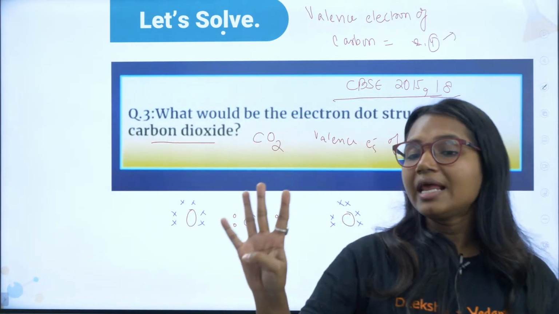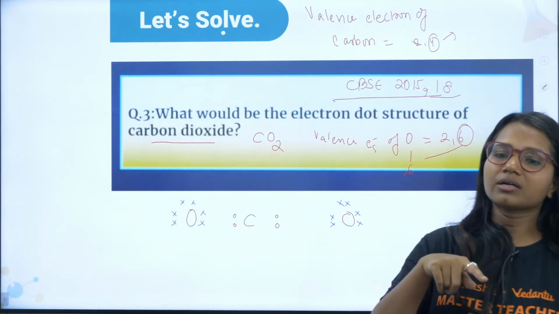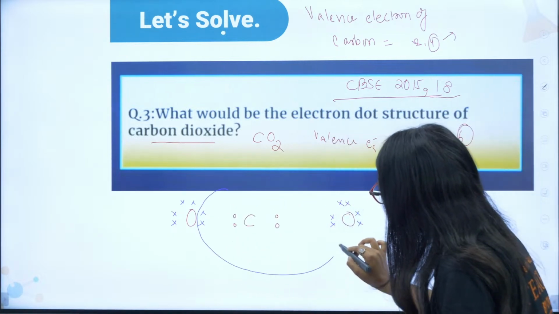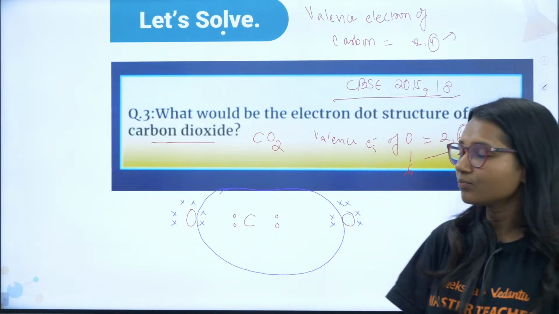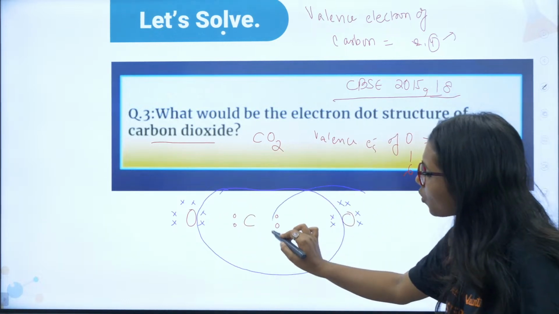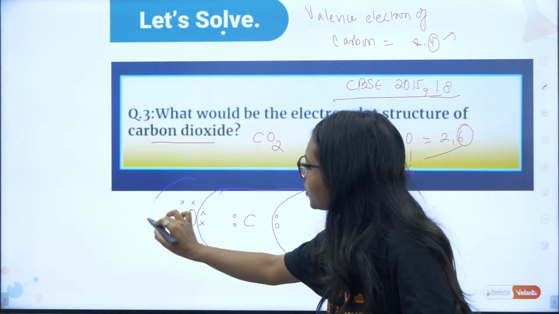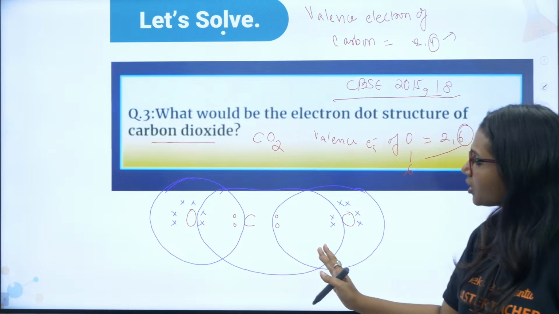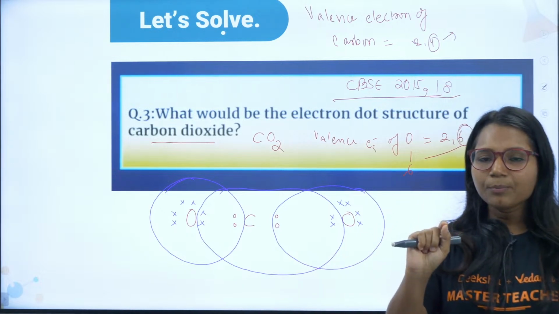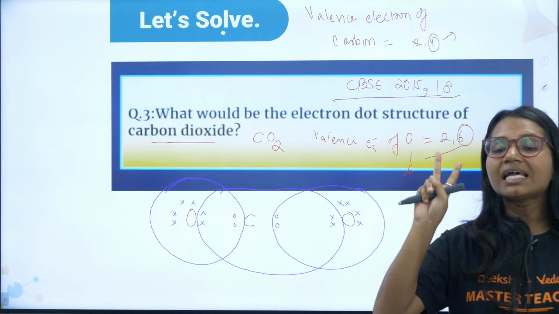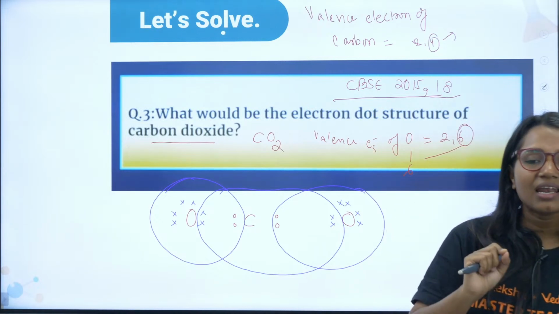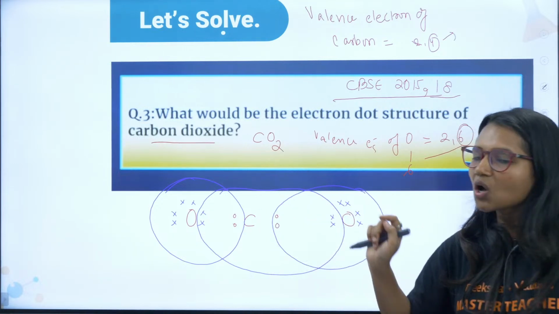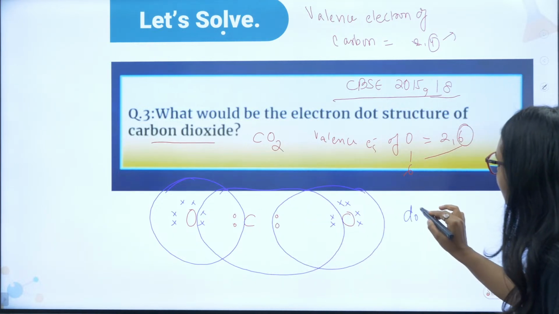Carbon needs 4 electrons to complete its octet. Correct? Yes. But oxygen needs only 2 electrons. So this is the dot structure of CO2. Tell me if you have understood this structure. First step, you will write the element. Second step, you will draw the valence electrons surrounding the atom. Third step, you will complete the octet. This will become the dot structure.